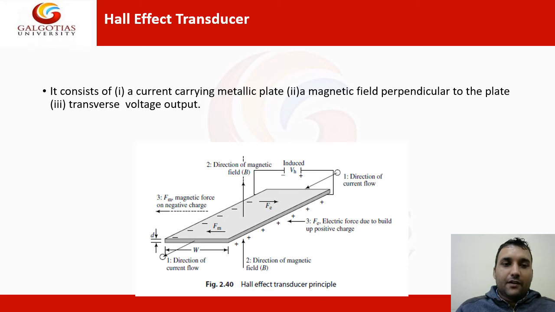Next is the Hall effect transducer. It consists of a current carrying metallic plate with a magnetic field perpendicular to the plate, and then produces a voltage output. This is the Hall effect transducer. This is the direction of the magnetic field. This is the magnetic force on negative charge. This is the magnetic force on positive charge. This is the electric force due to build up of positive charges. This is the direction of current flow, and the voltage difference is measured using this circuit.